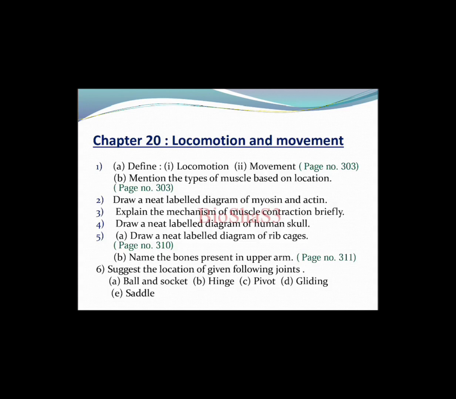Then draw a neat labelled diagram of human skull. Then draw a neat labelled diagram of rib cage. Again you have to refer to your NCERT textbook. Name the bones present in the upper arm. You have to list which bones are present in your upper arm. Then suggest the location of the following joints. You have to give the location where these particular joints are present, that is ball and socket, hinge joint, pivot joint, gliding and saddle. You have to refer to your textbook, you will get the answer.